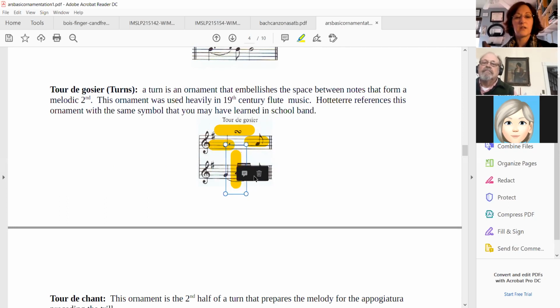So this ornament crams a lot of notes in places. So let's see. I'm going to just pretend I'm playing a soprano for a moment because it's easier to do the turn.